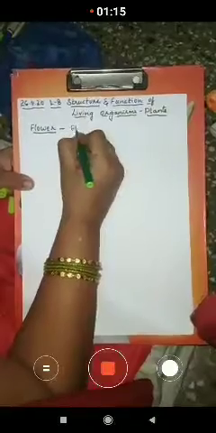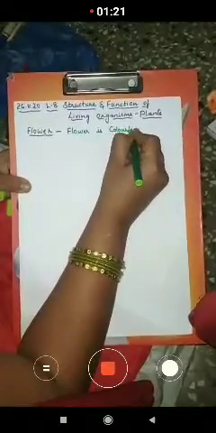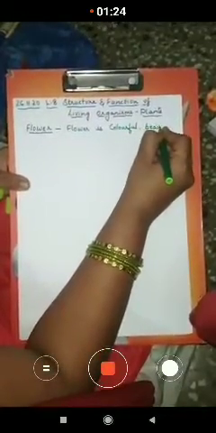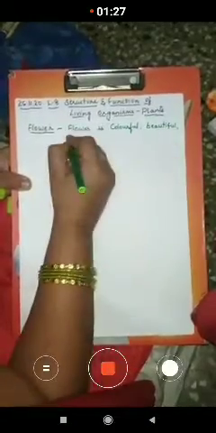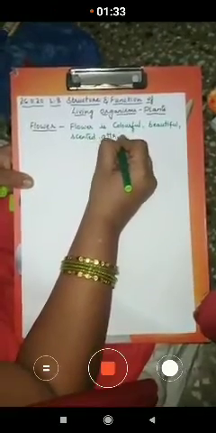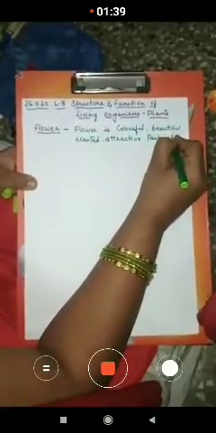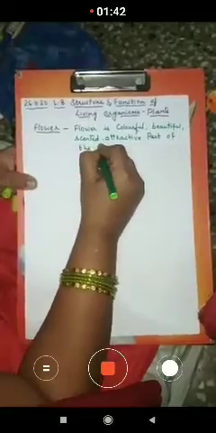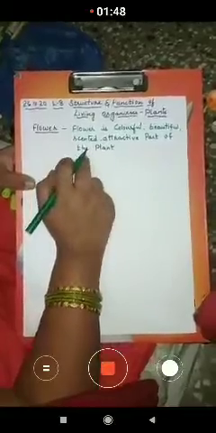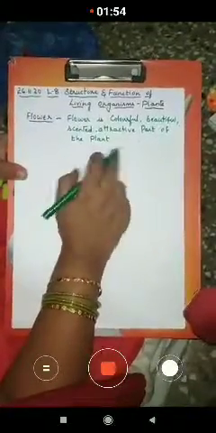So now, how can we define a flower? The flower is a colorful, beautiful, scented, attractive part of the plant. It is the attractive part of the plant. So this is the definition of the flower. We can define the flower as the colorful, beautiful, scented and attractive part of the plant.